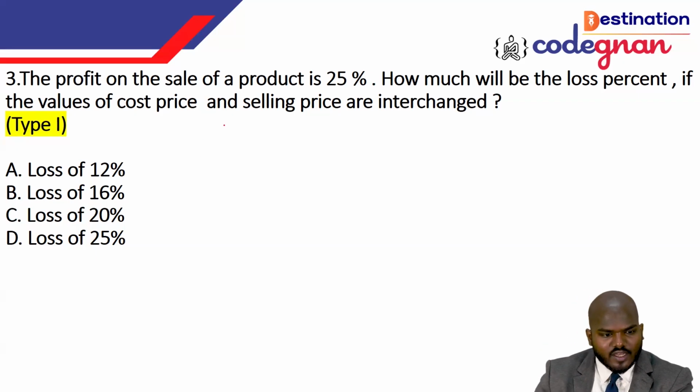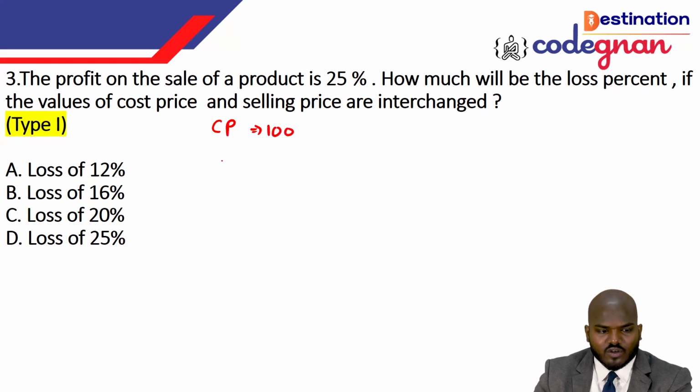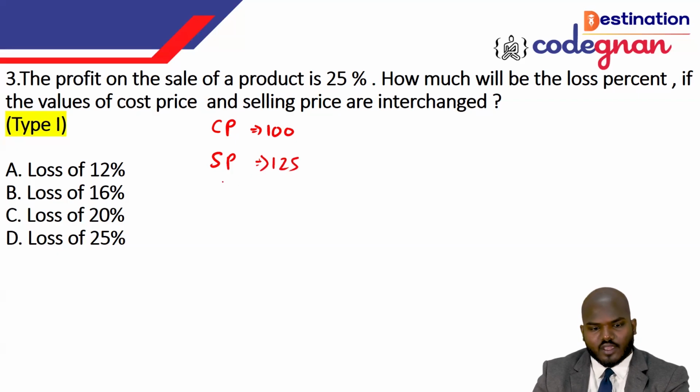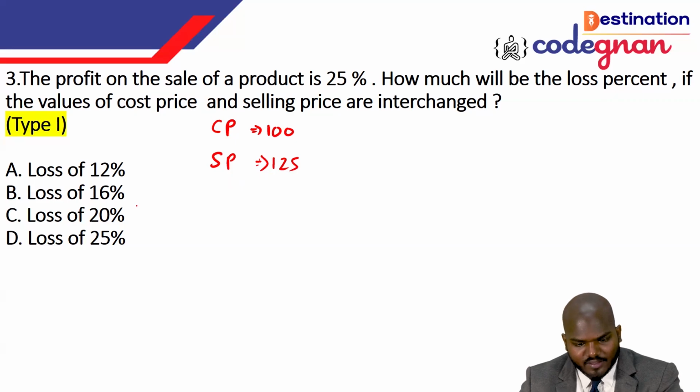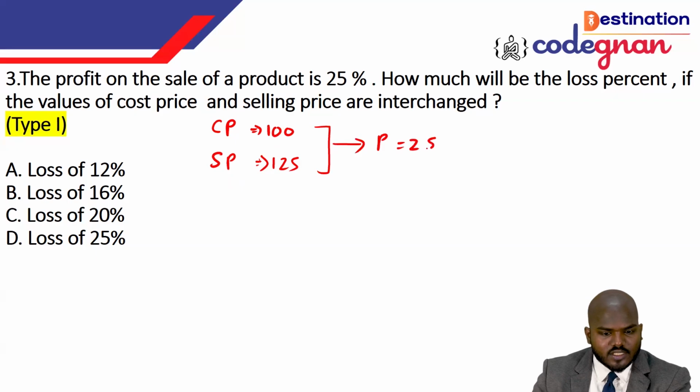Okay, if they didn't give the cost price, you can call it 100, same as the percentage you have taken initially as 100. So cost price is equal to 100, and the profit you're getting is 25%, which means the selling price is definitely going to be 125 rupees. So this will give you the profit of 25%.